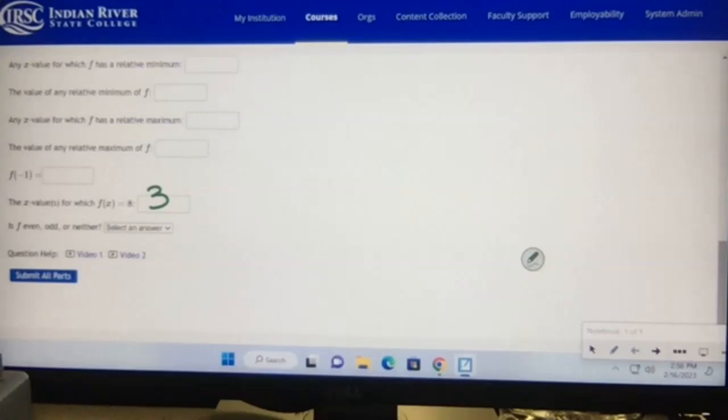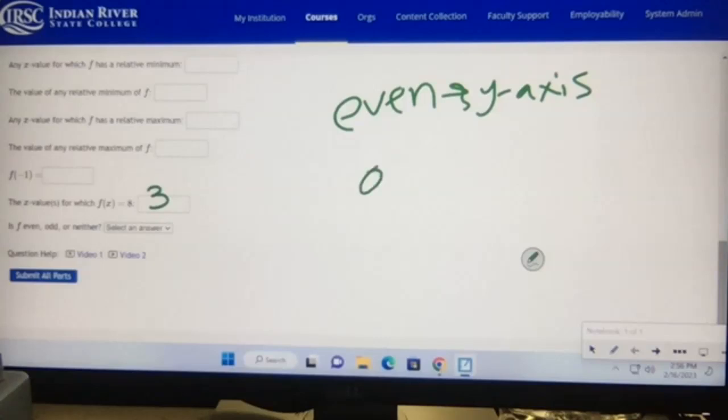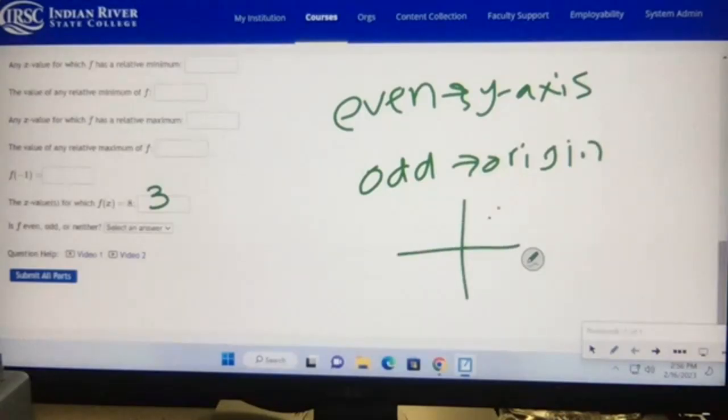Last thing, is this even, odd, or neither? So we know that even means it has y-axis symmetry, so I can fold it on the y-axis, and it'll be the same thing on both sides. Odd means it has origin symmetry. So that means I can fold it along the x and y. If I fold it twice, that's essentially folding on the diagonal. This diagonal is the equation y equals x. So if I fold it on the diagonal, it would be the same on both sides.